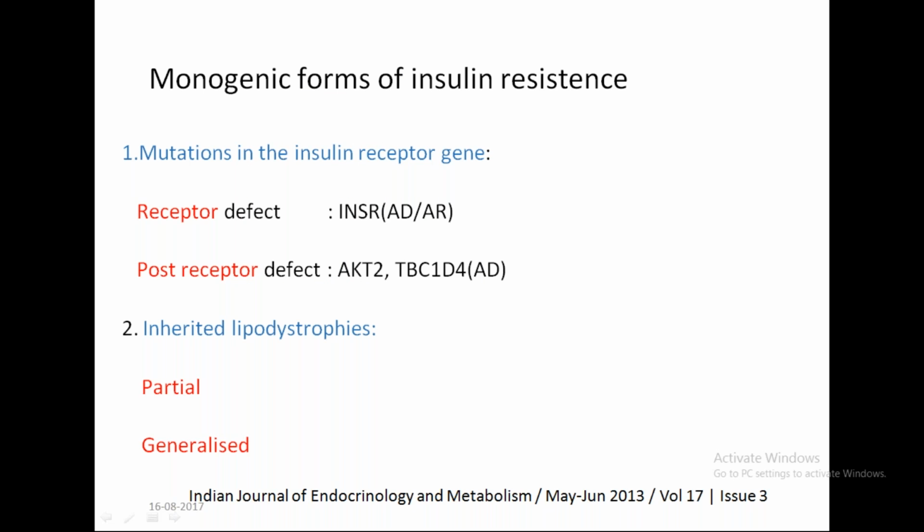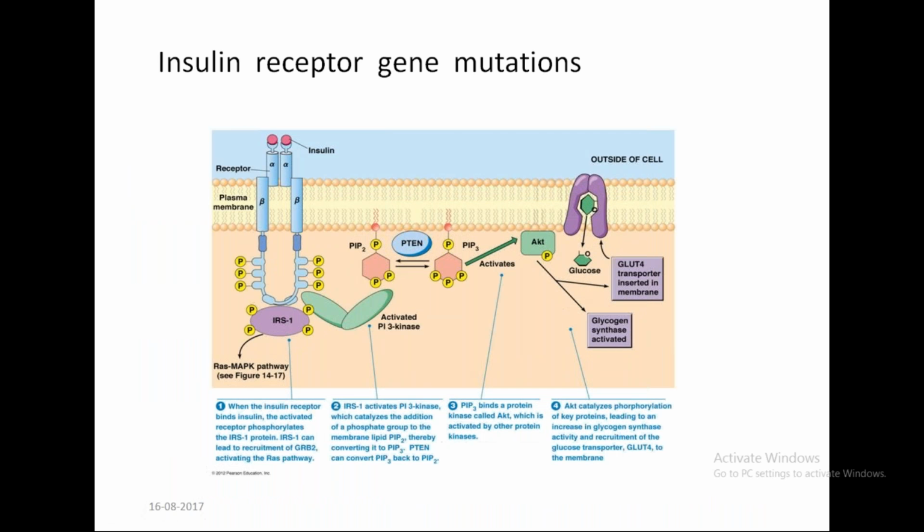Among the things we discussed, the last one is the other monogenic forms, the mutations of monogenic forms of insulin resistance. Those are mutations in the insulin receptor gene, a receptor defect at INSR, or a post receptor defect, AKT2. They can occur, or inherited lipodystrophies, which are partial or generalized.